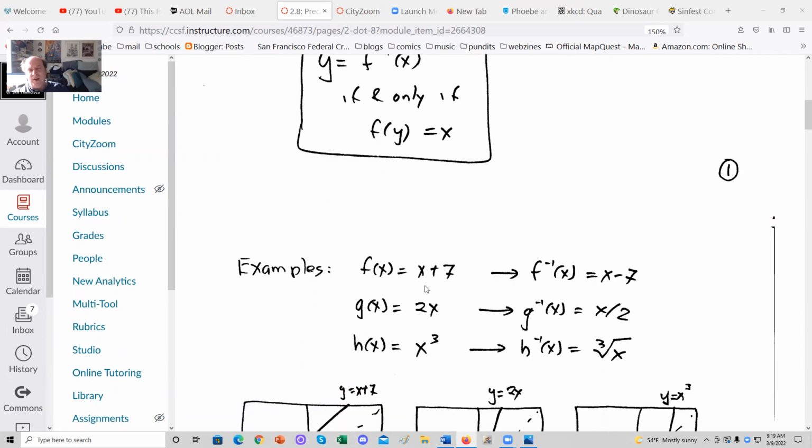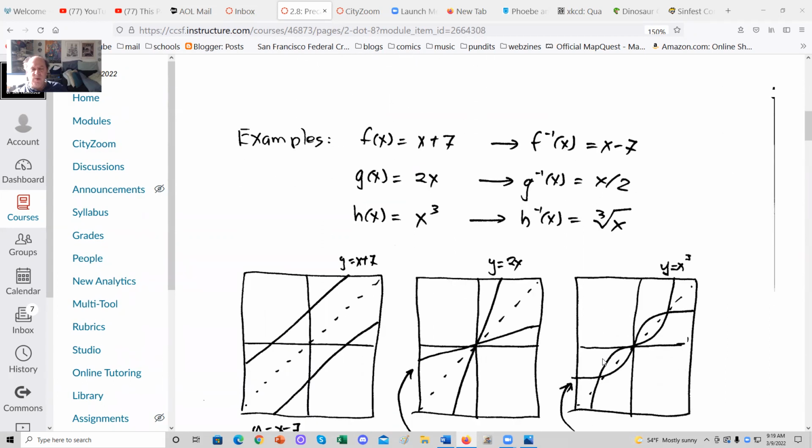For example, if f of x is x plus 7, the inverse is x minus 7. f adds 7, f inverse subtracts 7. If g of x is twice x, then the inverse function is x divided by 2. If h of x is x cubed, then h inverse is the cube root of x. Now we'll graph all of these and see something rather interesting.